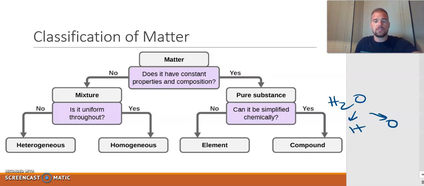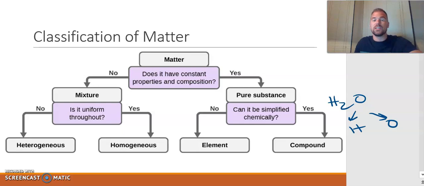On the other side, does it have constant properties and composition? If you answered no, you have a mixture. For example, salt water. Salt water has salt and water, both of which have their own chemical properties and compositions, so it would be a mixture.